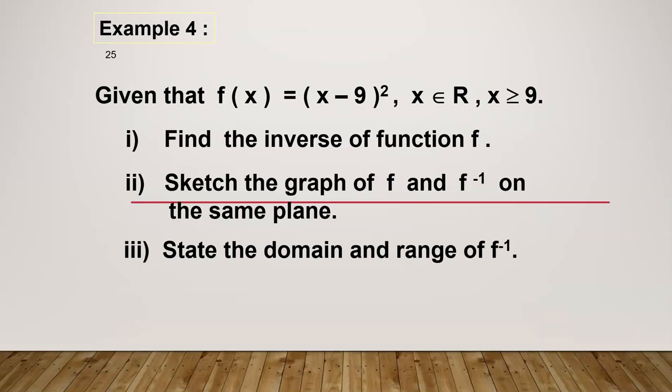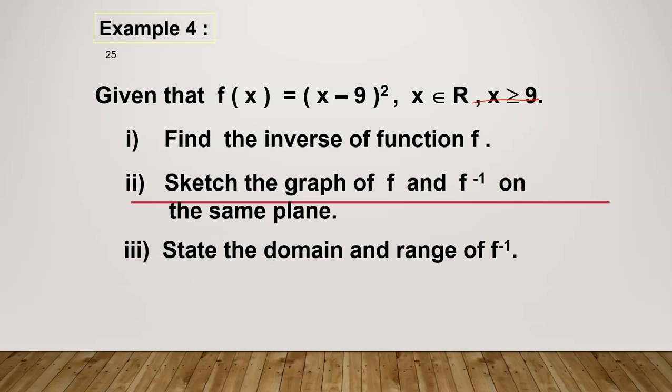Okay, let's look at the next example. Given that f(x) equals x minus 2, x minus 9 squared, x is a real number, but then they restrict the domain to x greater than or equal to 9. If they didn't mention this, it would have no inverse because it is no longer a one-to-one function. So that's why they put this restriction, x is always greater than or equal to 9. Find the inverse.